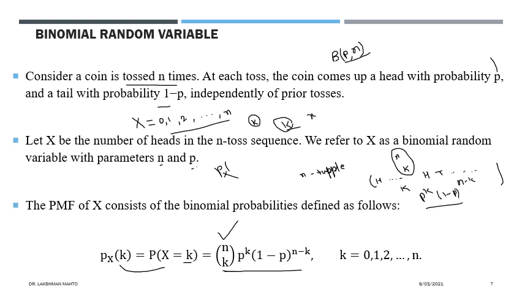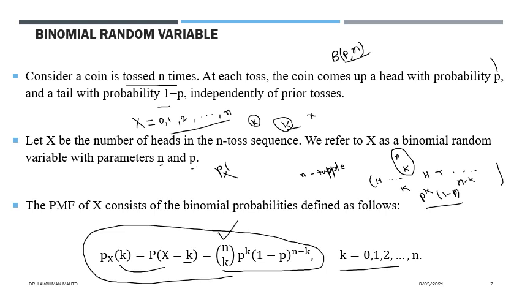So this is actually the probability mass function of the binomial random variable, and it takes the form of a binomial. That's why you call it a binomial probability, and hence the corresponding random variable is called a binomial random variable. Here the value of k will take values from 0 to n, because it is talking about the number of heads in n tosses. So this is the binomial random variable.